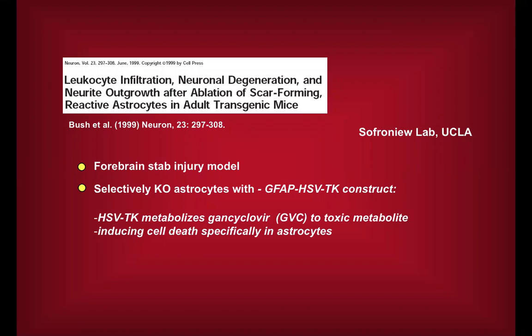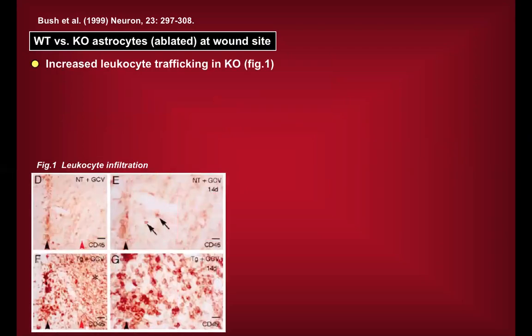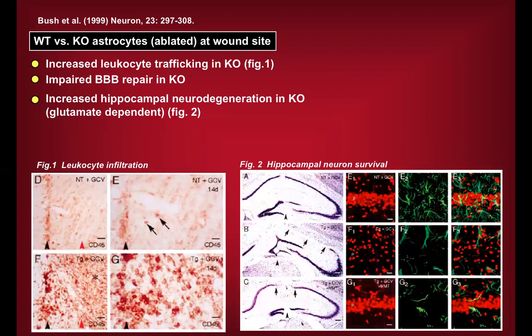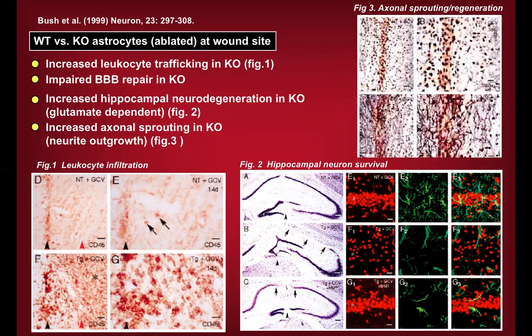And he looked at it in the context of glial scarring with a stab wound. So he did wild type versus knockout astrocytes. And so the astrocytes are ablated at the wound site, and he wanted to see what would happen. And what he found was that if you didn't have a glial scar, you found more trafficking of leukocytes, more white blood cells coming in. You had an impaired blood-brain barrier in the knockout. You had increased hippocampal neurodegeneration in the knockout, which was glutamate dependent. So you had more neuronal death. But you saw increased sprouting in the knockout and more neurite outgrowth. So this last one's sort of a positive here.